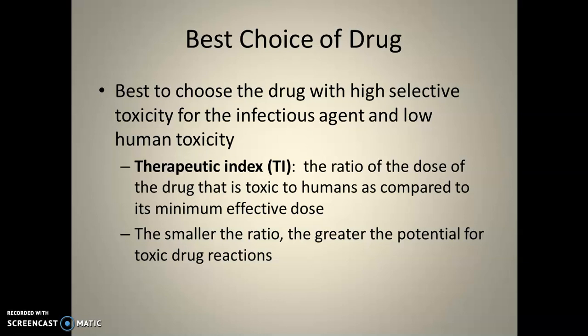We want to make sure, if grandma forgets to take her pills and she doubles up and takes them again, that it's not going to kill her, right? So we like to have this wide therapeutic index, giving room for a little bit of human error so that the drugs aren't super dangerous for people.